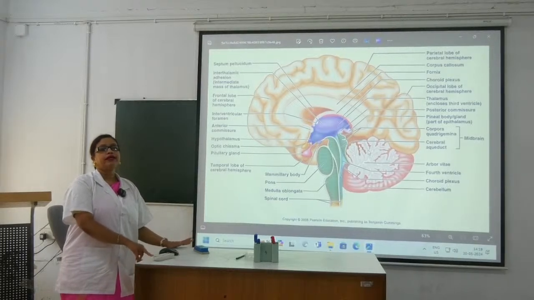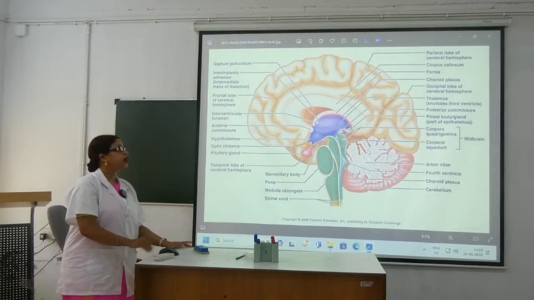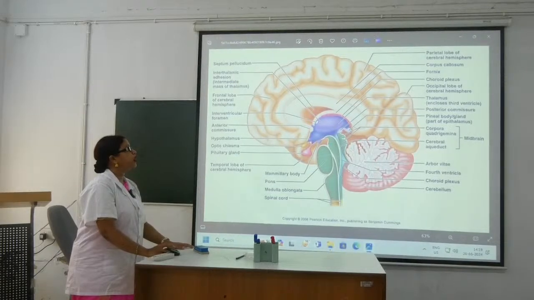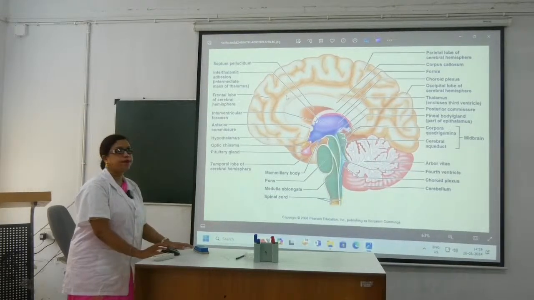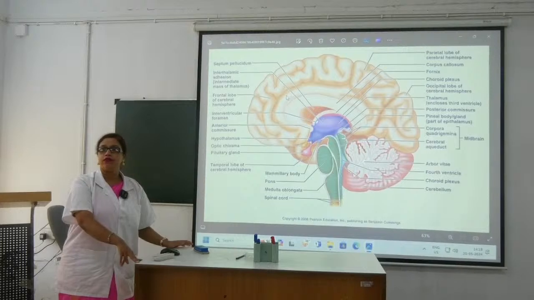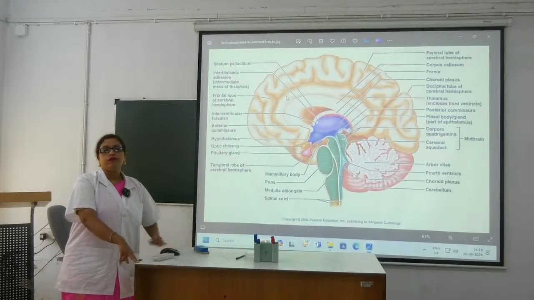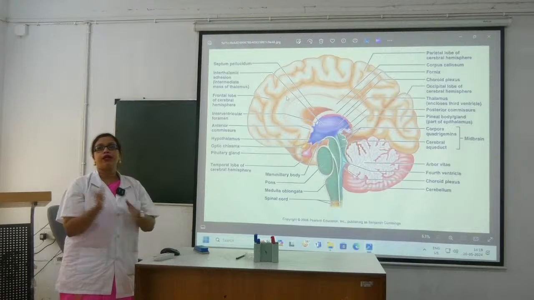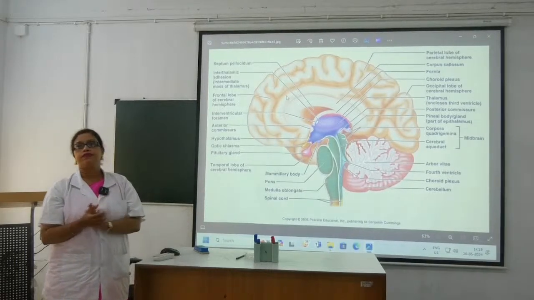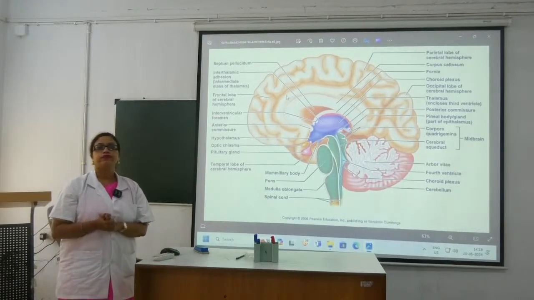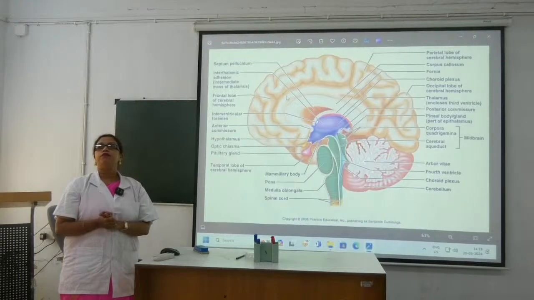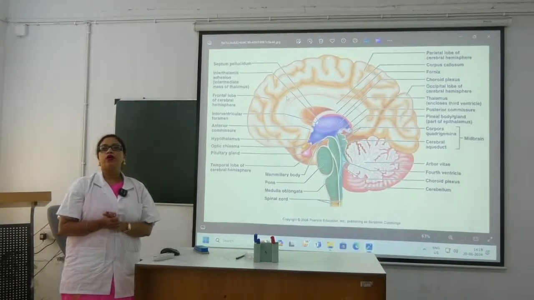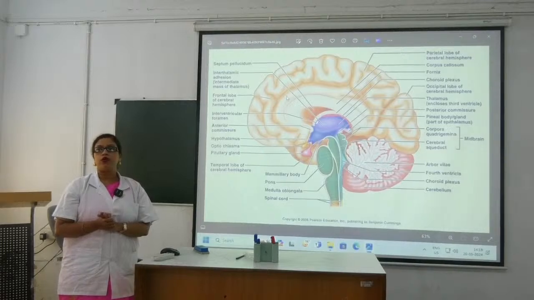Cerebellum, and the third one is the brainstem. Now the question is, if you see over here, on the cerebrum, what are the parts we will get? Write it down. Which are the parts you will get on the cerebral hemisphere? Already we have discussed. What are the things you will get on the cerebral hemisphere? Already I told.